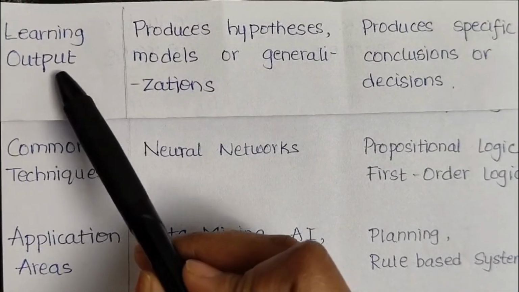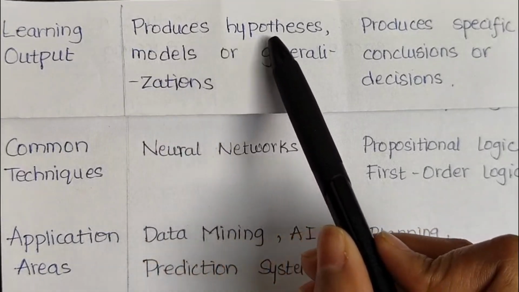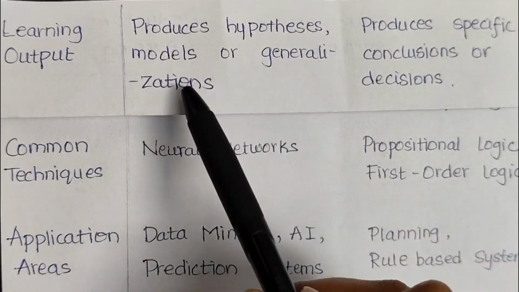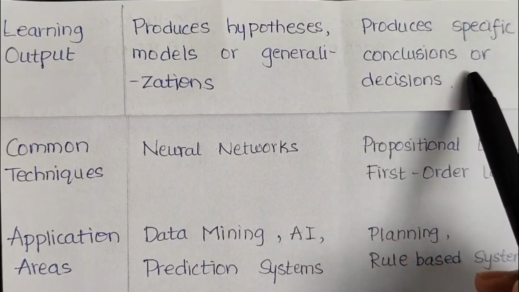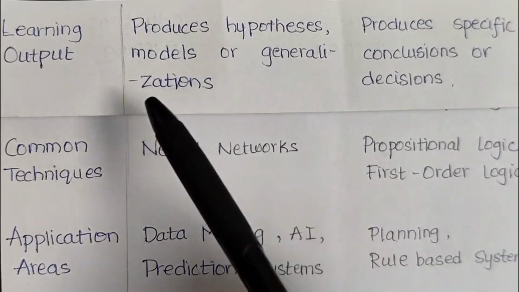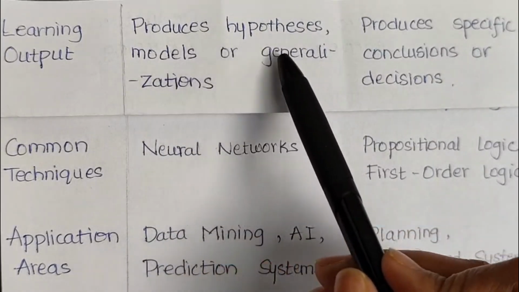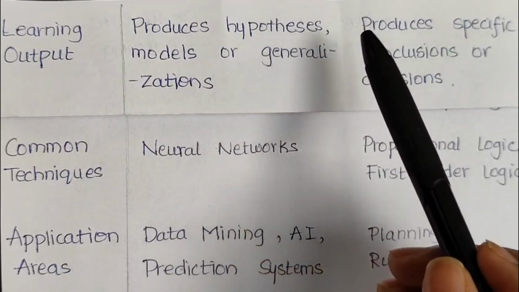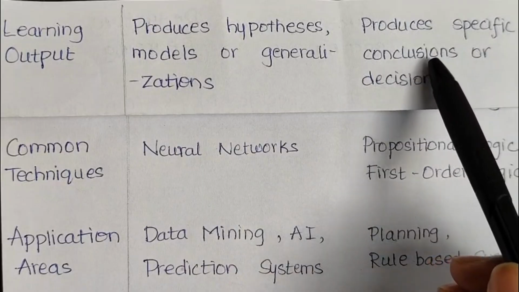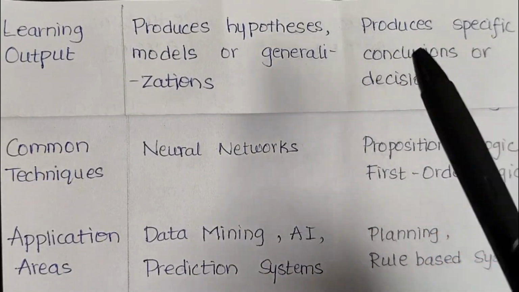The next difference is based on learning output. Inductive learning produces hypotheses, models, or generalizations. Deductive learning produces specific conclusions or decisions. These are the outputs of inductive and deductive learning respectively.